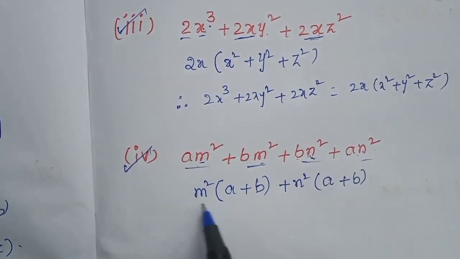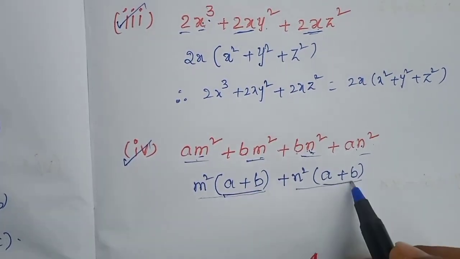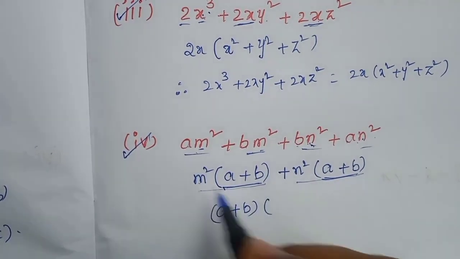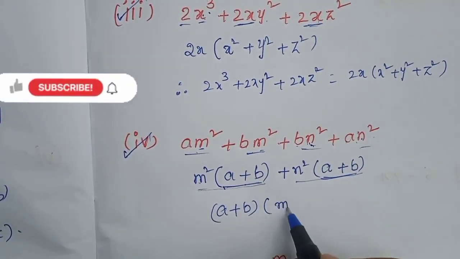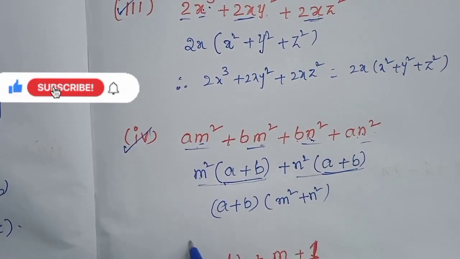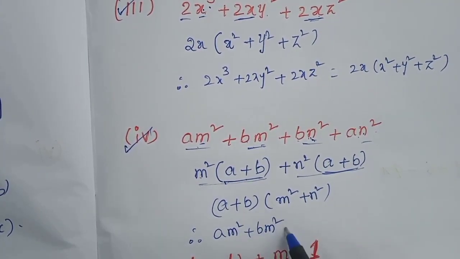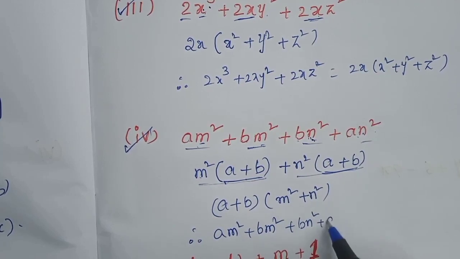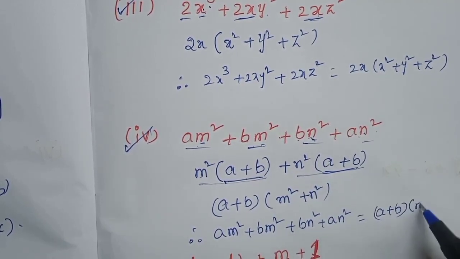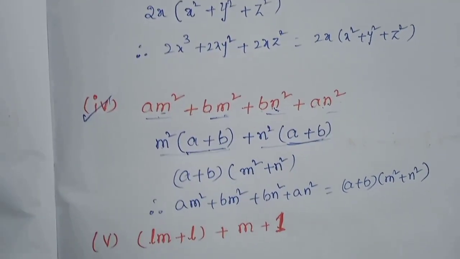Now see this is one term, this is one term. In both the terms you have a plus b as common. So now take out a plus b as common. Then you get here from first term you get m square, from second term you get n square. So therefore am square plus bm square plus bn square plus an square is equal to a plus b into m square plus n square. So in this way we can write the factorization of this expression.